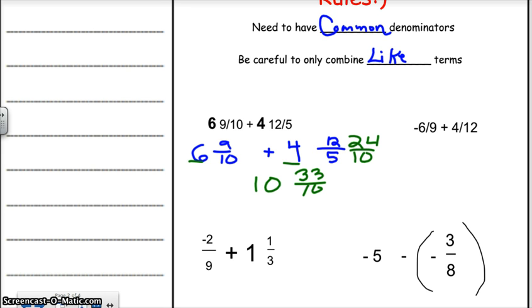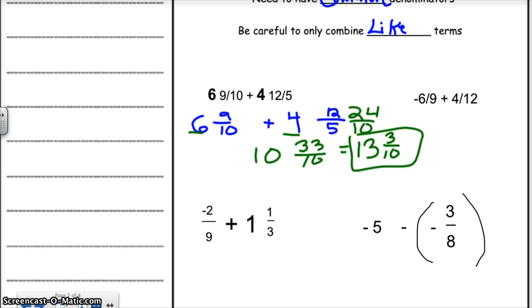Now I can regroup, right, because I have an improper fraction. 10 goes into 33 three times. I already have 10 wholes, so that turns to 13 wholes that I have, and 3 tenths. Eric, do you want us to simplify the fractions if we can beforehand? Oh yeah, simplifying is a necessity, yep.